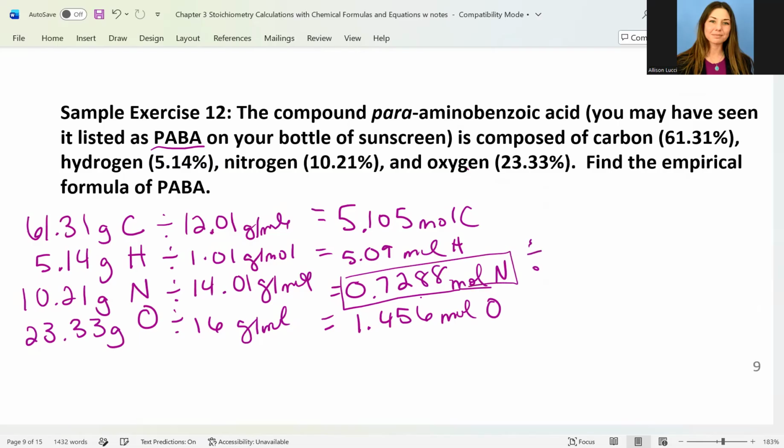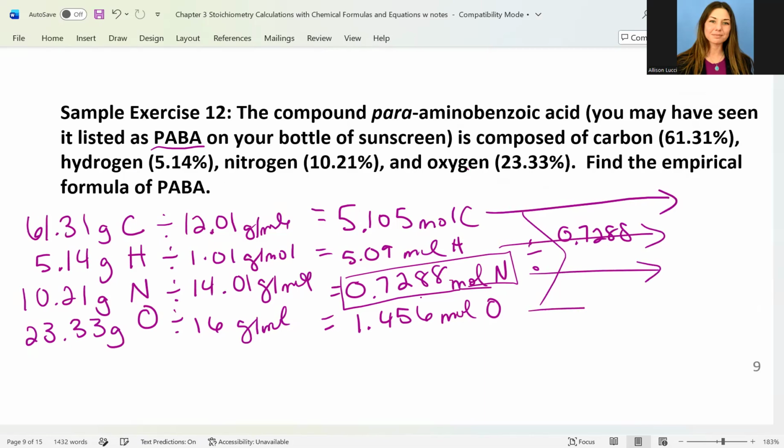So for all of these values, we're going to divide now by 0.7288, and that will bring me my molar ratio, which I'll write at the end here. And since we're dividing 0.7288 by itself, that will give me 1 mole of nitrogen in this ratio. And then when we divide 5.105 by 0.7288, I get 7 moles of carbon. Almost exactly the same number, so 7 moles of hydrogen. We had that 1 mole of nitrogen, and then 1.456 divided by 0.7288 gives me 2 moles of oxygen.